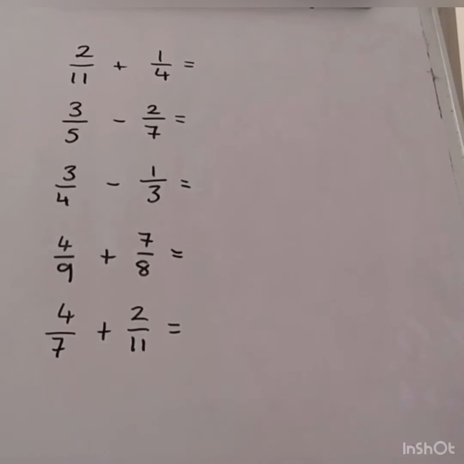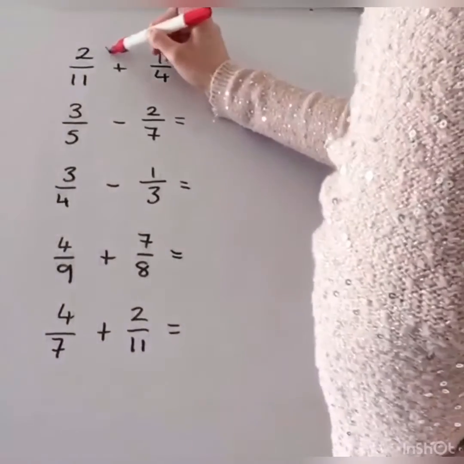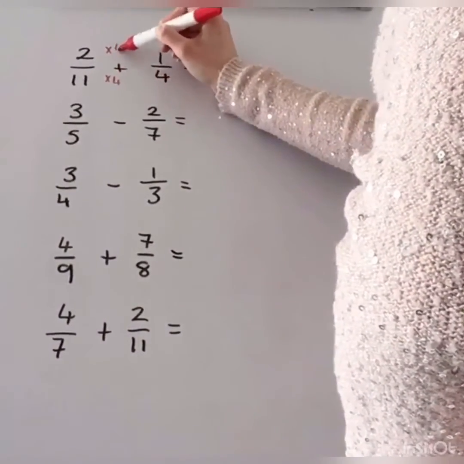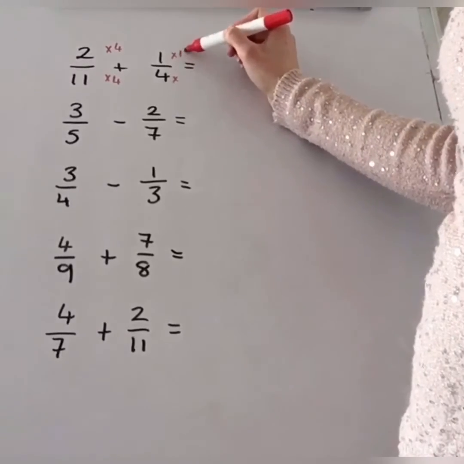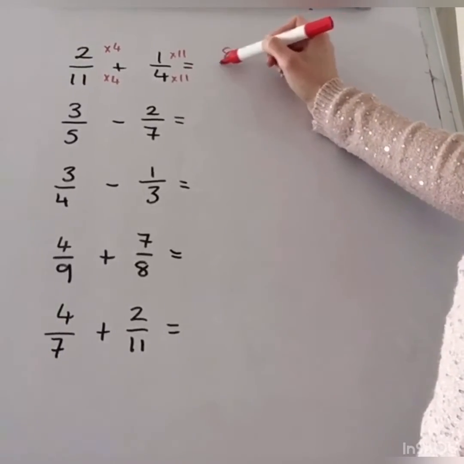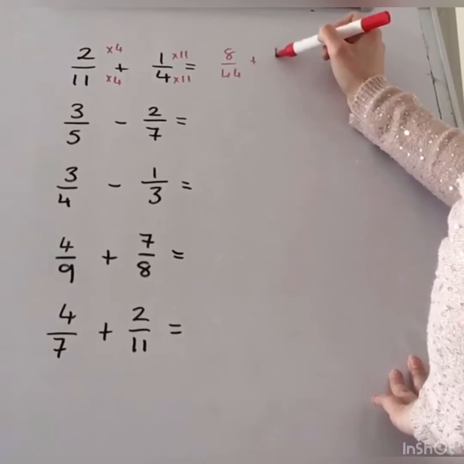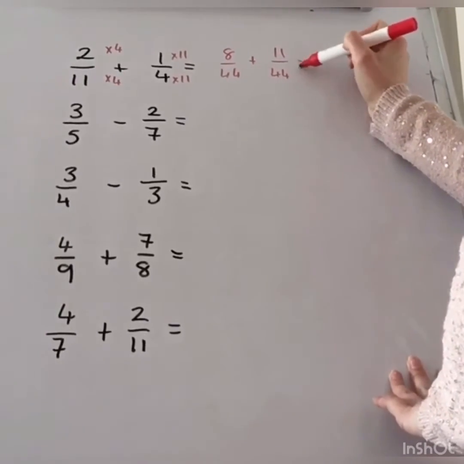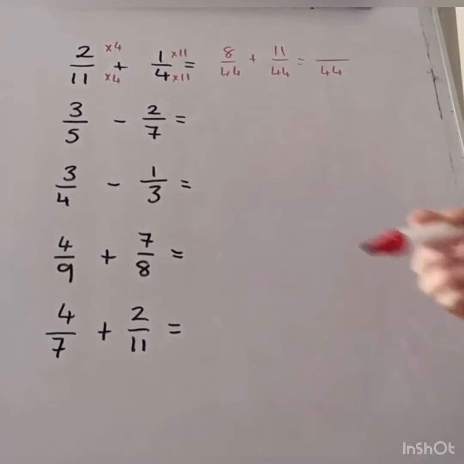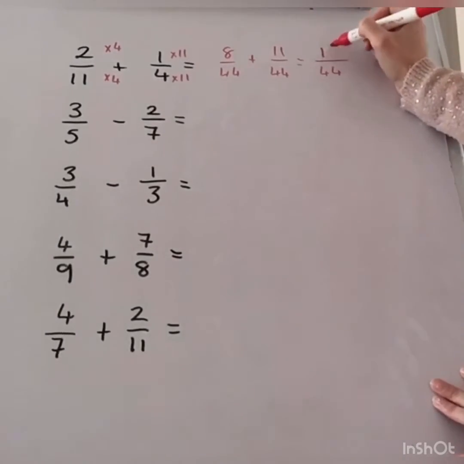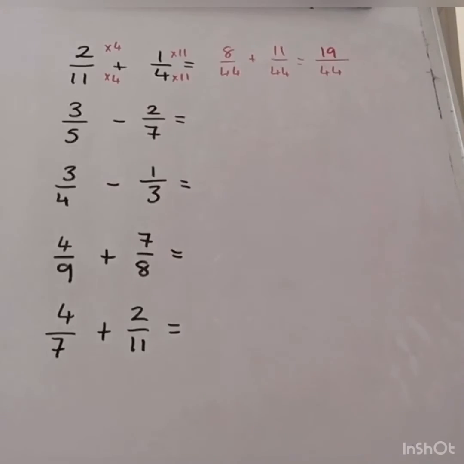Okay, so if you've not finished these questions, please make sure you pause the video as I'm about to go through the answers. Okay, so for this first question, we can't do anything to the smaller denominator, the 4, to make it 11, so we're going to have to change both fractions. We'll do this by multiplying our first fraction by 4 and our second fraction by 11. So we end up with 8 over 44 add 11 over 44. You've now got a common denominator of 44, so you can just add the tops. 8 add 11 is 19.